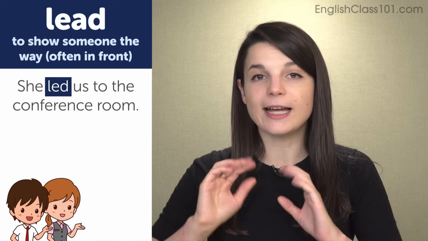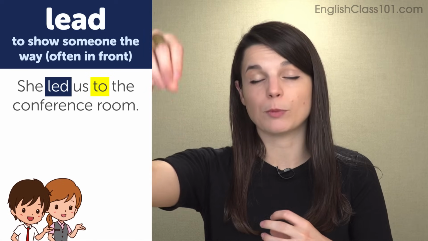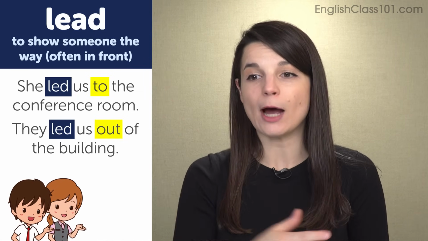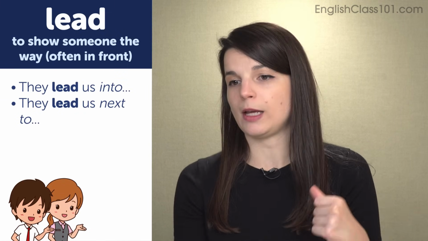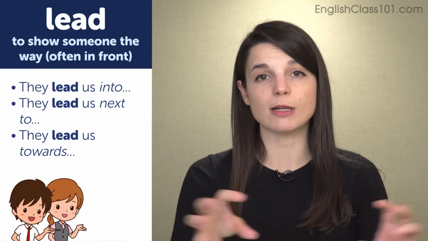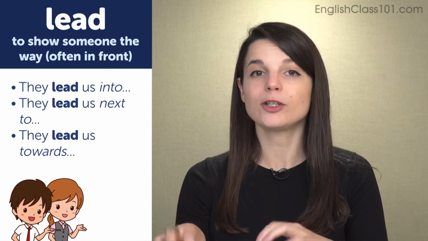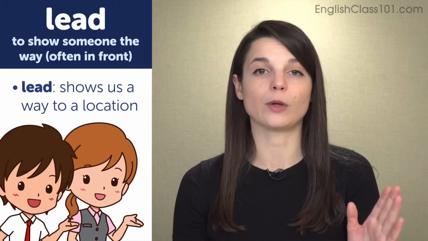So I said, like, she led us to the conference room. So meaning to a destination, we use the preposition to. Or they led us out of the building. So out of the building, so leaving a place. We could say into. They led us next to, toward. So we can use these prepositions of movement to talk about the way. So the direction in which someone leads us. So it shows us the way to a location.